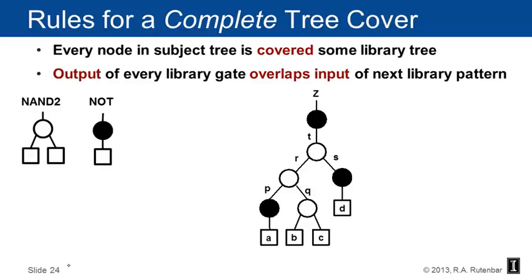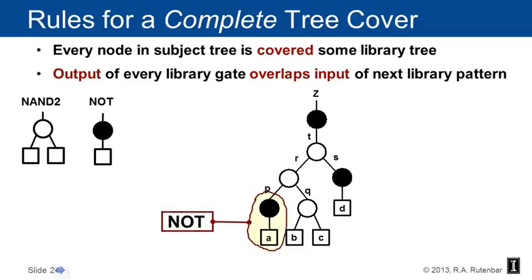All right, so here's a complete mapping. On the right-hand side, again, the Z subject tree: A, B, C, D white box inputs at the bottom, Z at the top, 3 white circles, 3 black circles, P, Q, R, S, T nodes, intermediate, the outputs of gates. Let us talk about the matching.